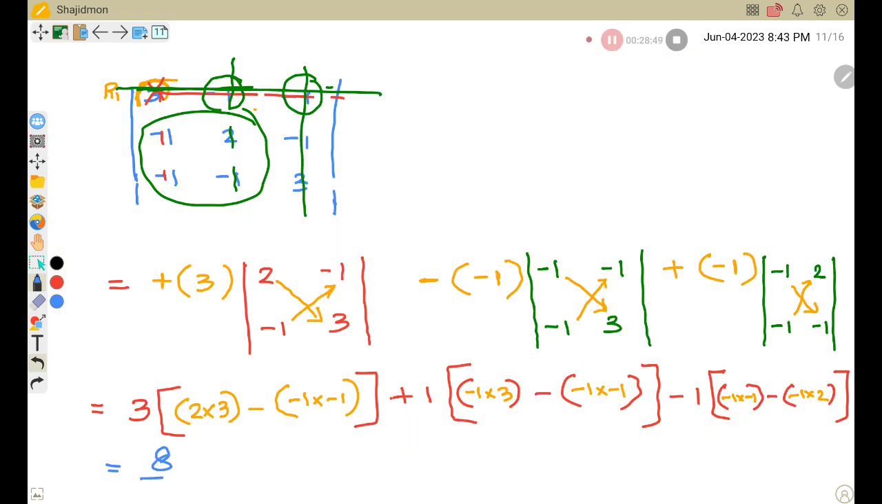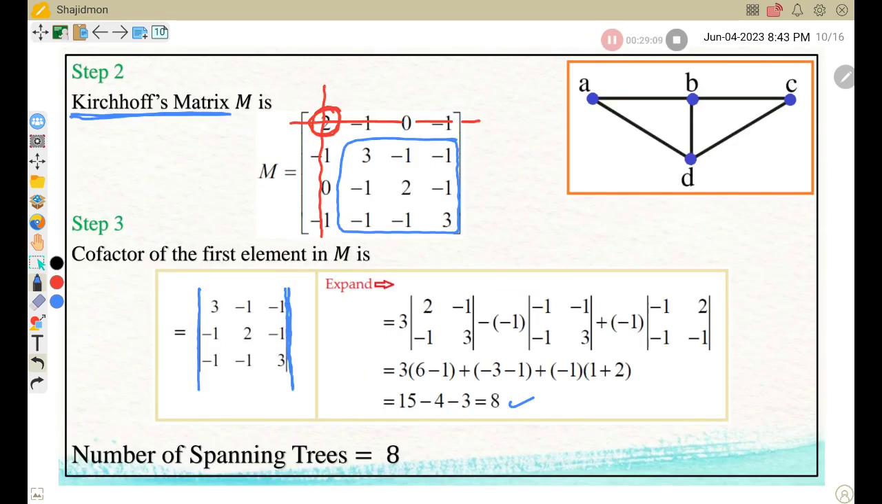Okay. So this number we are calling the number of spanning trees for a graph G. So how many spanning trees are we getting? 8 spanning trees we are getting. So this is the number of spanning trees for the graph G. This is the idea of the Kirchhoff matrix or Kirchhoff's theorem. So the number of spanning trees we are getting here is equal to 8.